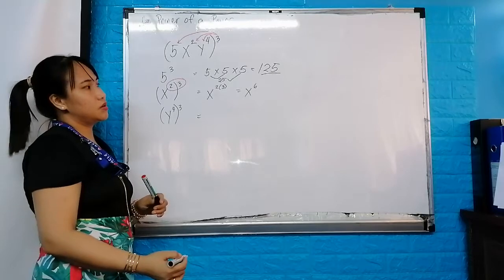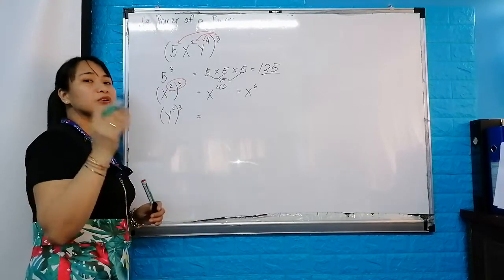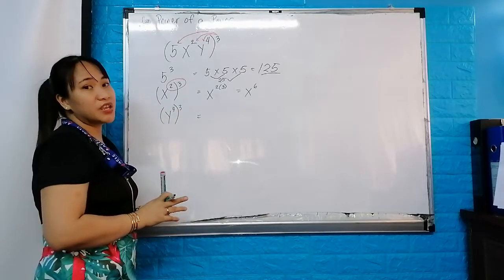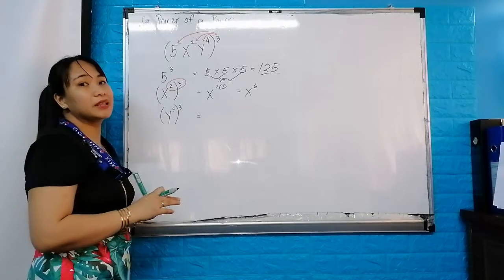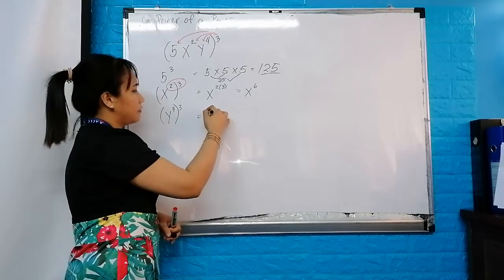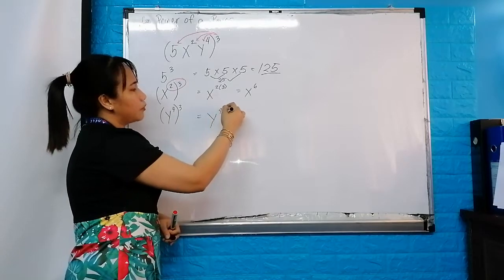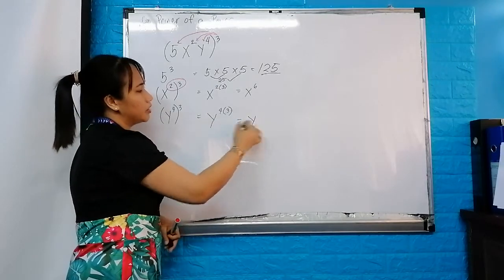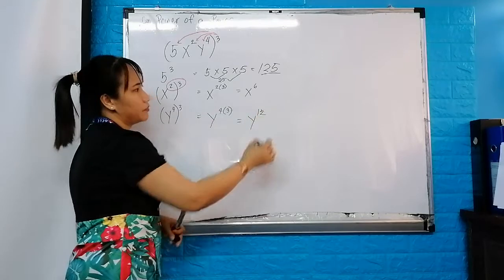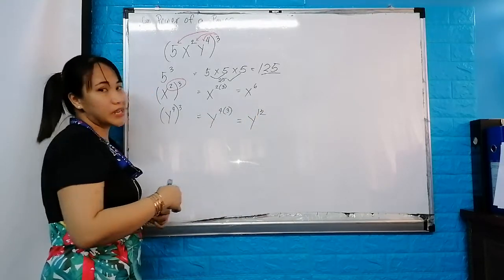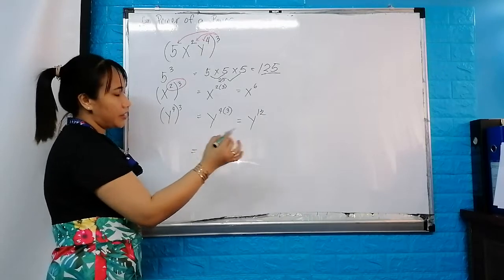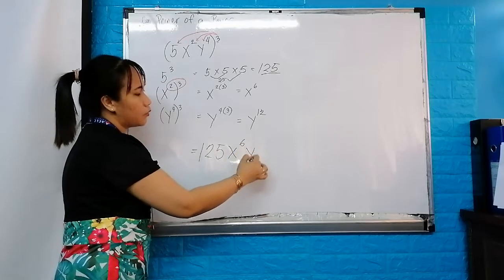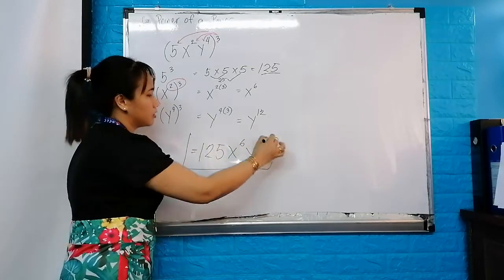Don't be confused, right? When it's multiplication of monomials, you add the degrees. When you execute the power of a power, you multiply the degrees. All right, so let's have y to the fourth power. You multiply it with the cube. So what do you have here? 3 times 4 is 12. So you're going to arrange your answer, and your final answer would be 125 x to the 6th power, y to the 12th power. This must be your final answer.